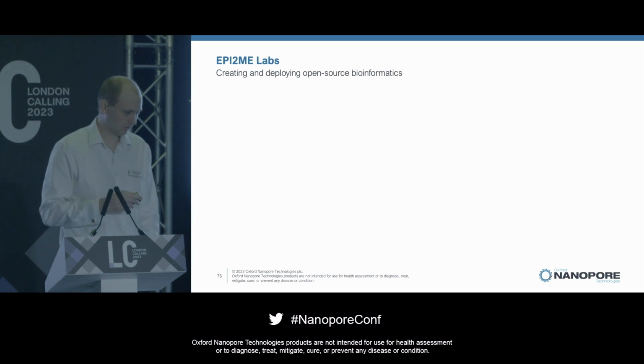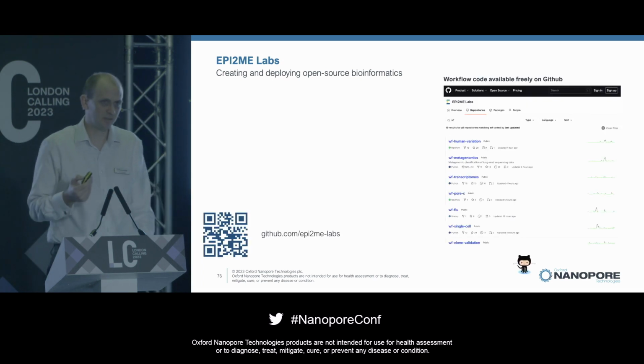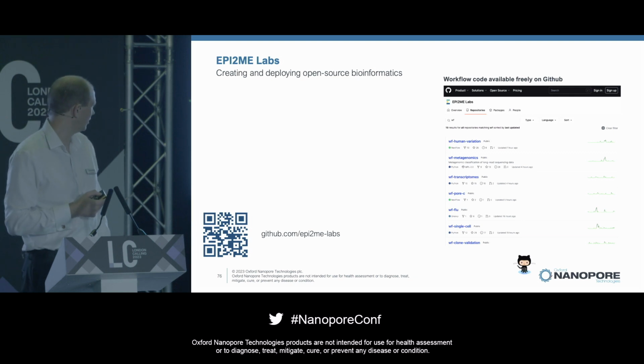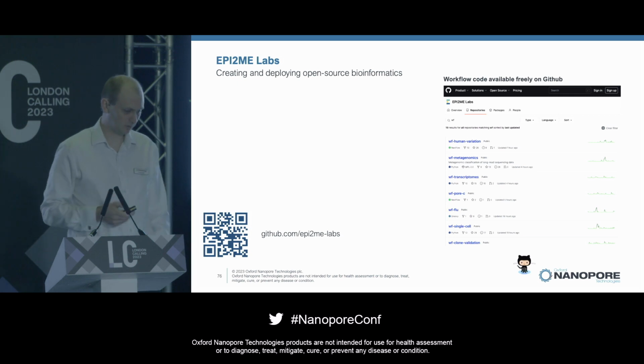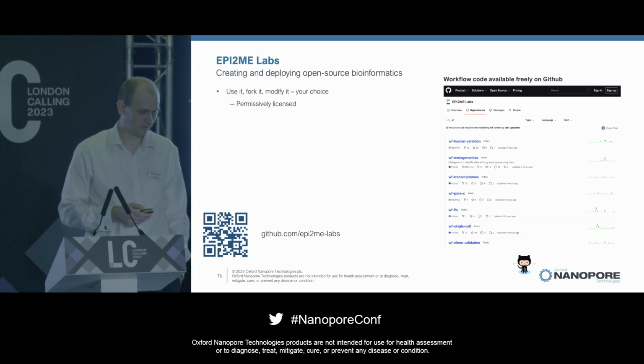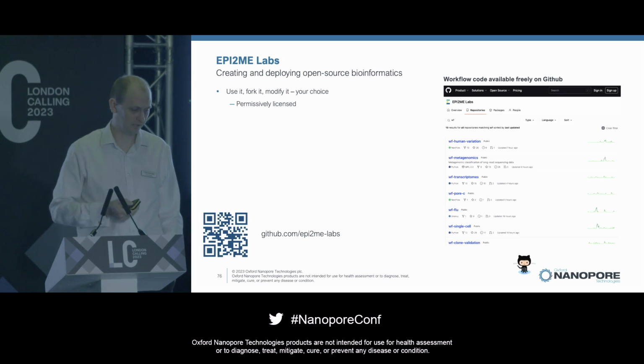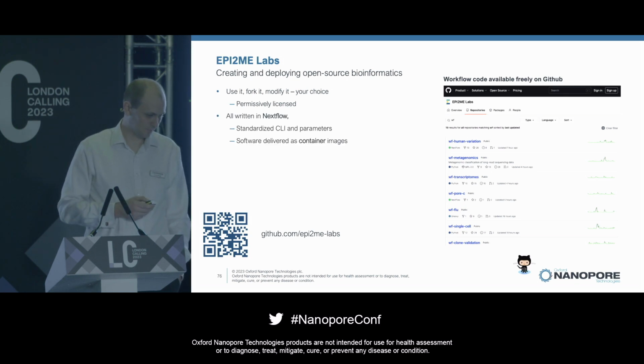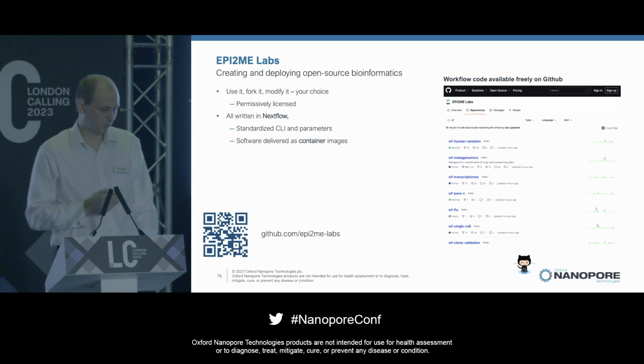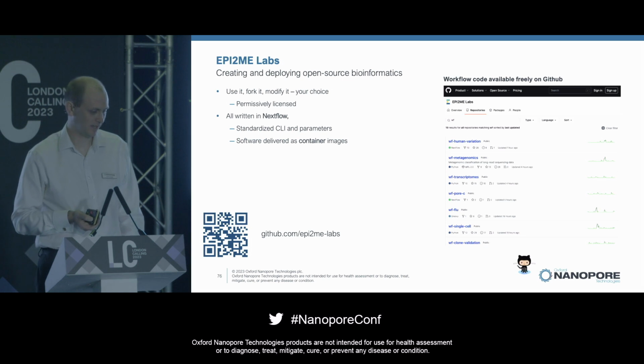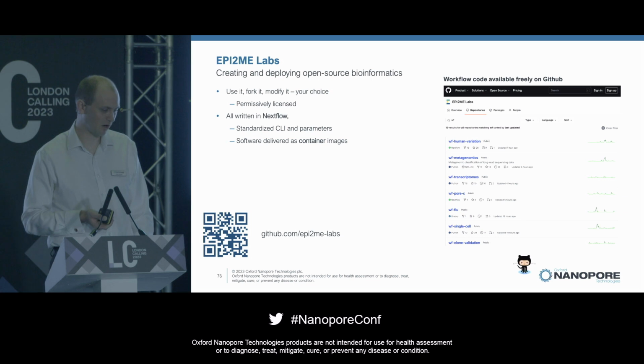So how do we go about creating and deploying these things? Well, the first thing we did was to create a library of workflows which are all open source on GitHub. They're freely available. We don't put any barriers to that. It's all permissively licensed. You do what you like with it. If you take those and don't use any of our UIs or other experiences, go for it. We don't really care. It's all written in Nextflow. It's all fairly standardized. We deliver all the software through containers. We make heavy use of Conda underneath that so we're not compiling everything from scratch.